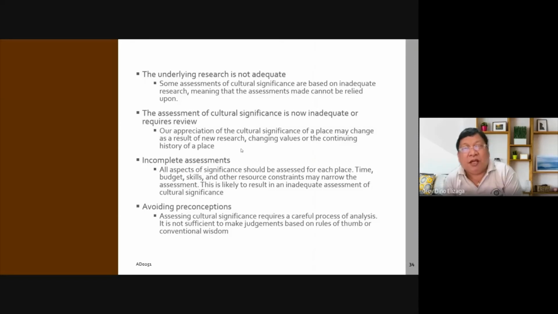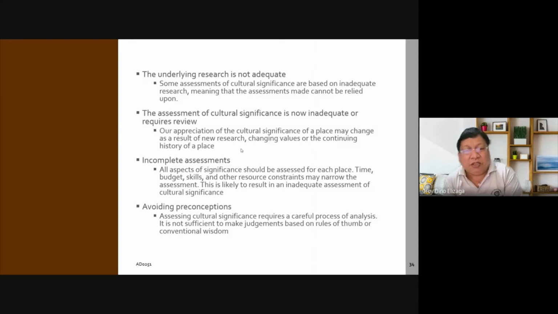So after some time, the cultural significance has to be updated, okay, because there might be new discoveries or because the heritage resource might not be maintained properly, so there might be some loss, which sort of changes its significance. Then there's incomplete assessment, so only partial, not everything is covered.